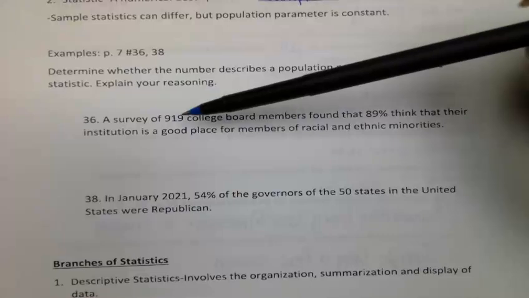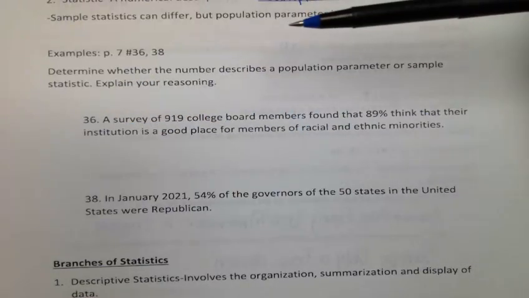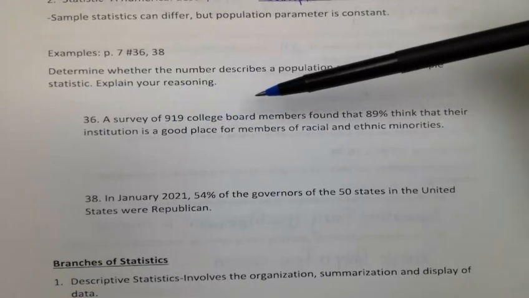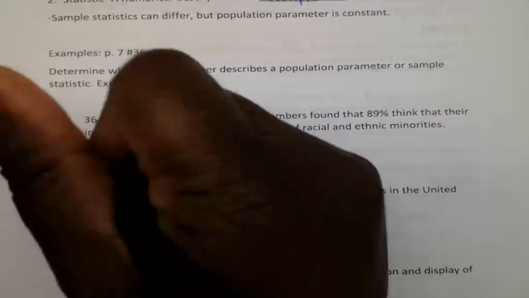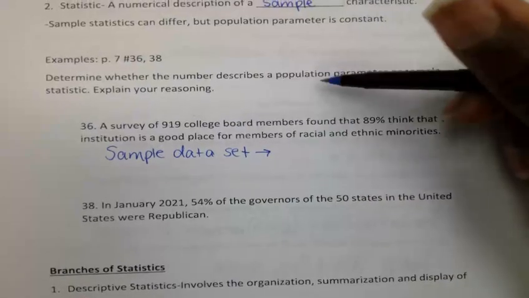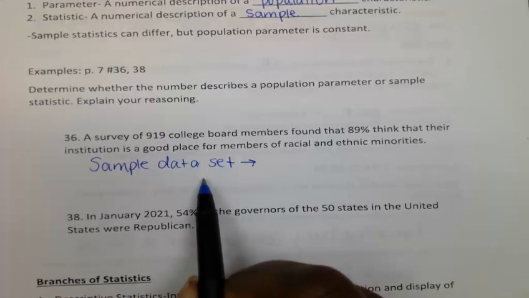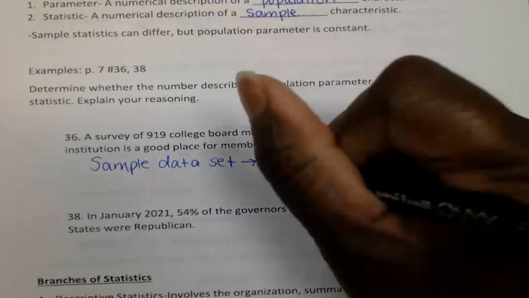All right, so we have to determine, are we working with a population or a sample? I don't know how many College Board members there are. It says that they surveyed 919. They didn't survey all of them. So I'm going to say that this is a sample data set. This is going to help me to determine whether it is a population parameter or a sample statistic. So now that I've identified this is a sample data set, I know that we are working with a statistic.